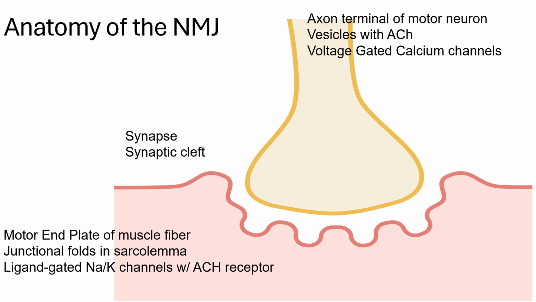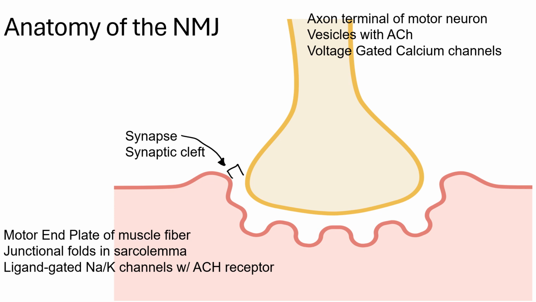Down here on the bottom of the muscle fiber, separated from the axon terminal by the space called the synapse, is the motor end plate. The motor end plate is just the area on the sarcolemma, or the muscle fiber's cell membrane, and it has these wavy lines here, which aren't present in other areas on the sarcolemma. And these are called junctional folds.